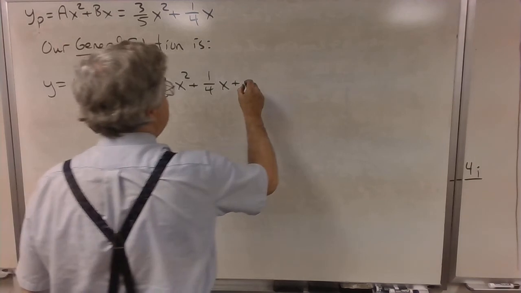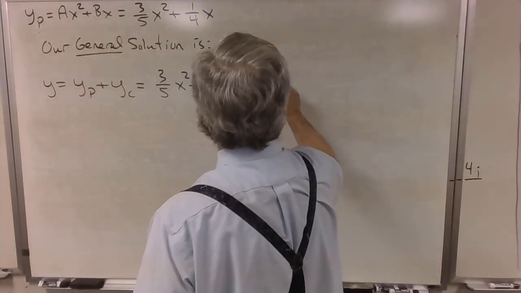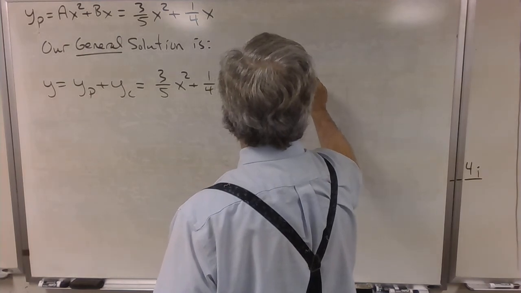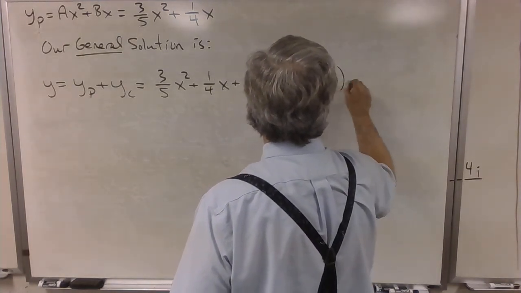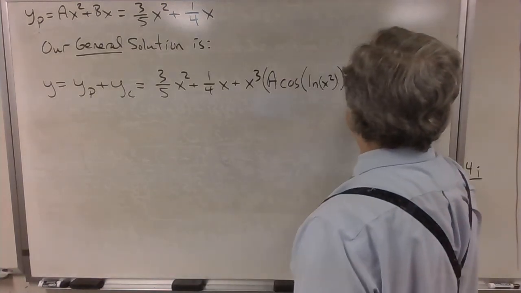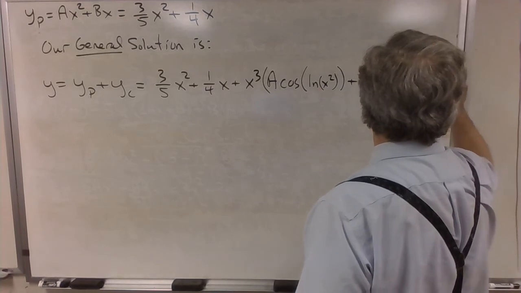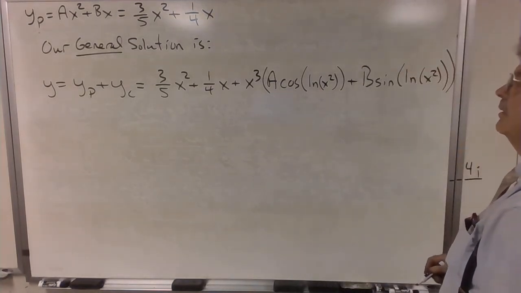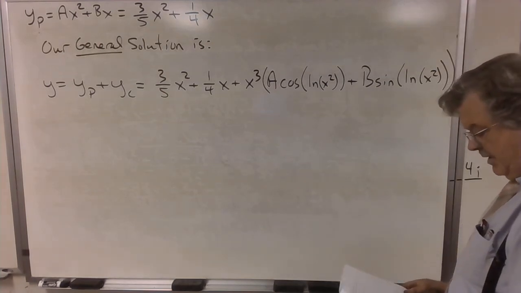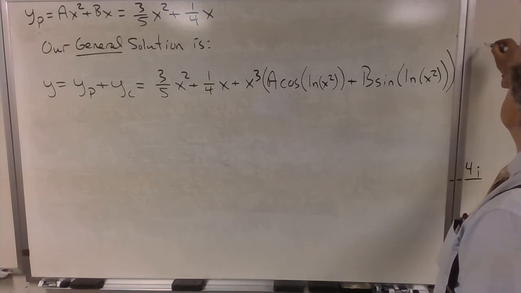Complementary. That was x cubed times something. A cosine of natural log x squared plus b sine natural log x squared, I hope. Was that what it was? Yes, yes, yes. Okay.